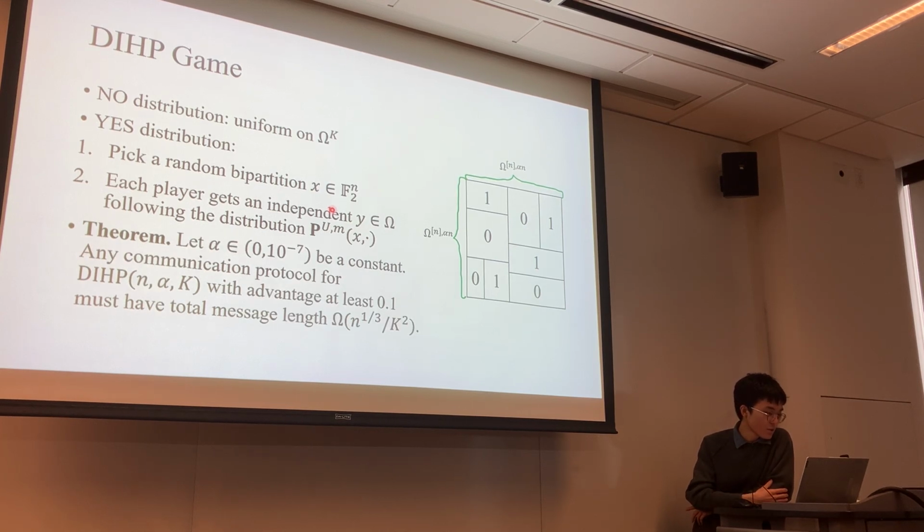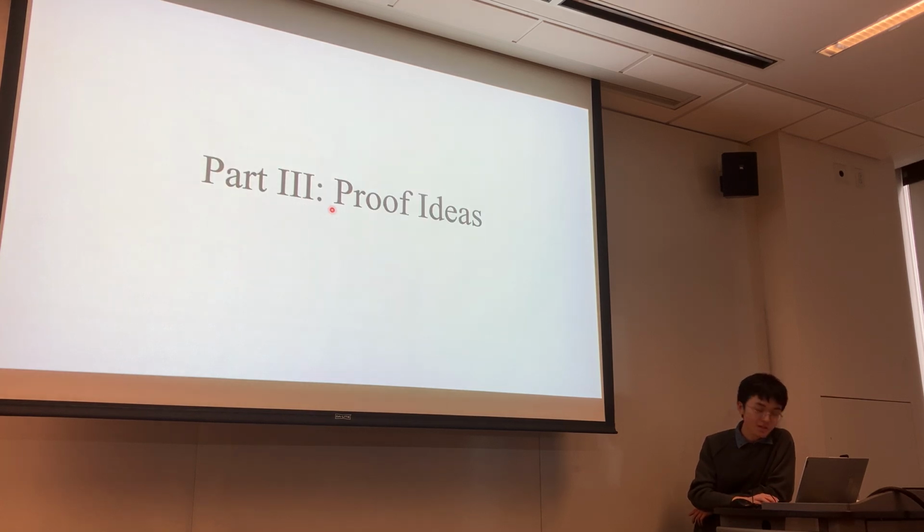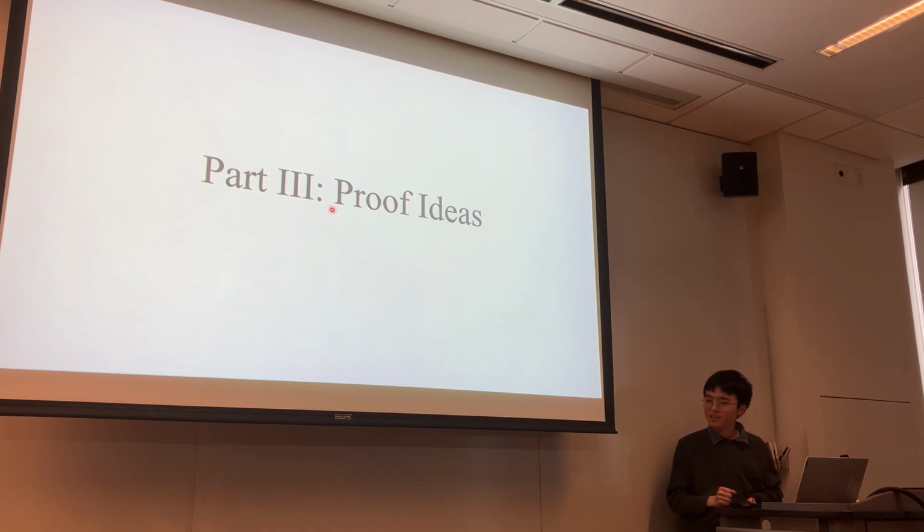So the formal statement is that if alpha is a small enough constant, then any communication protocol having an advantage at least 0.1 must have total message length omega of n to the 1/3 over k squared. So next I'm going to talk about proof ideas for this communication lower bound.